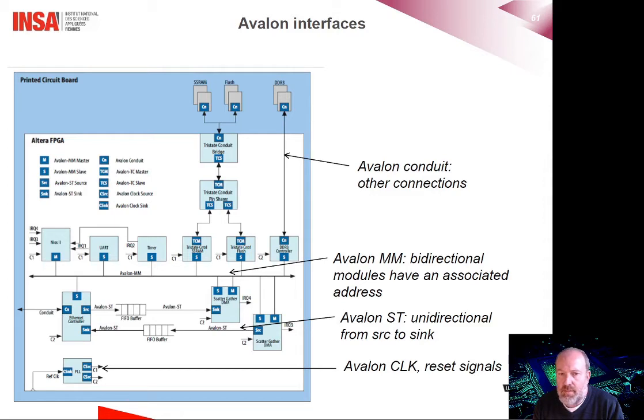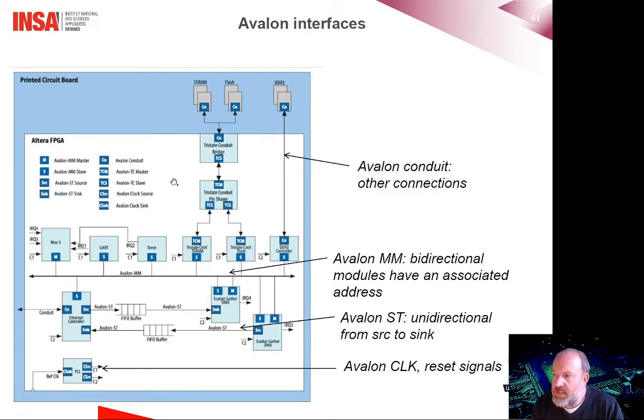Another interface is the Tri-State connection. In this figure, you can see TCM, that stands for Avalon Tri-State Master, and TCS, that stands for Avalon Tri-State Slave. You can see here that a master is always connected to a slave. This is the case here for the SRAM controller and the Tri-State Conduit pin sharer. That is a block that is used to share pins between different modules.